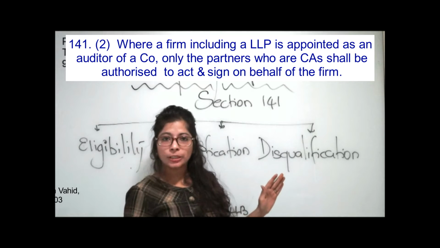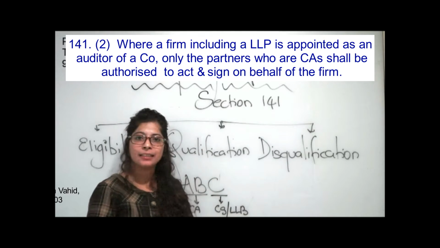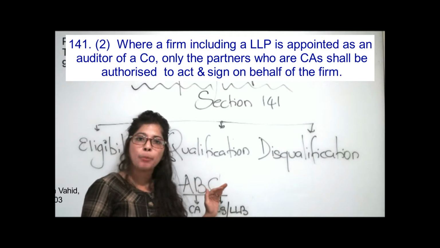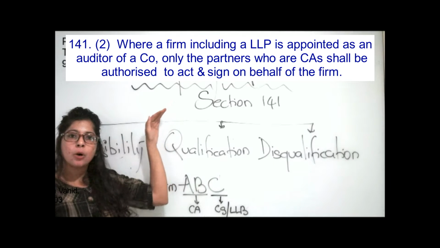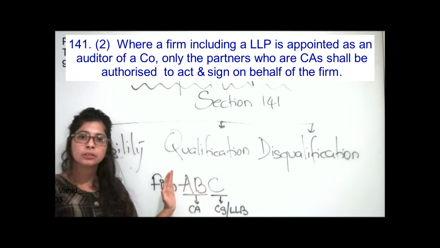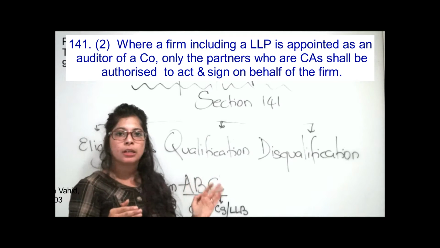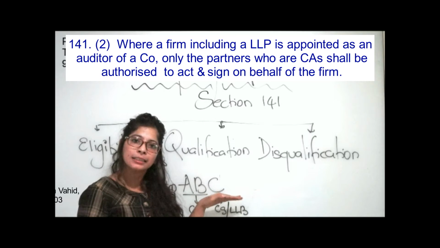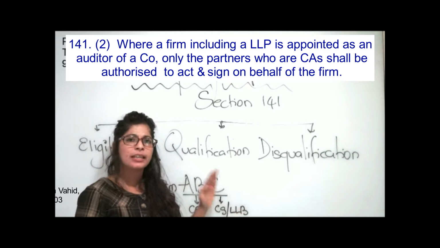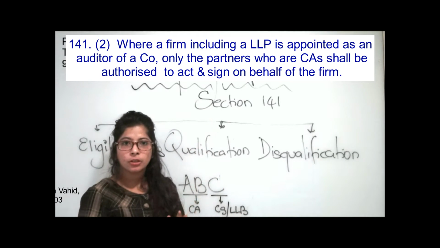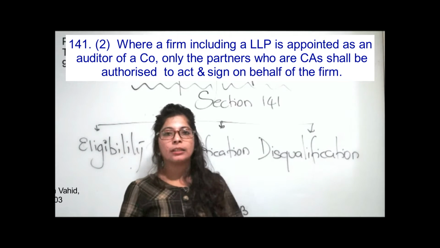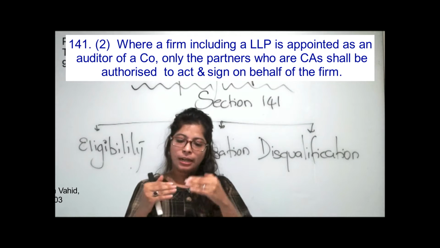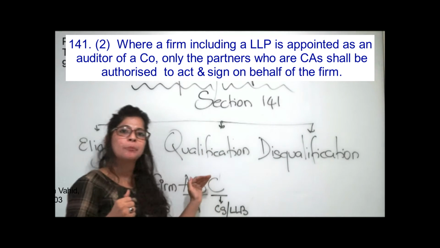Why? This is because subsection 2 to section 141 says where a firm including a limited liability partnership is appointed as an auditor of the company, only the partners who are chartered accountants can act in the name of the firm. Now based on this second sub clause, we know that C, since he is a CS or an LLB, cannot sign the auditor's report. If we study the auditor's report, we know that below the report we have the signature, the initials of the auditors. It has his membership number and it says for firm A, B and C.